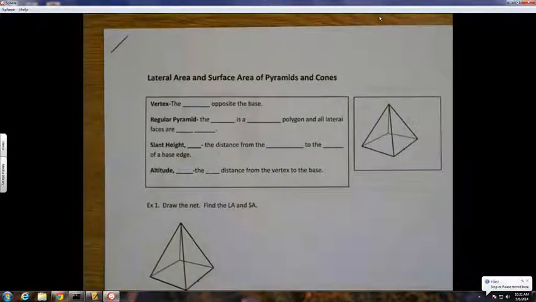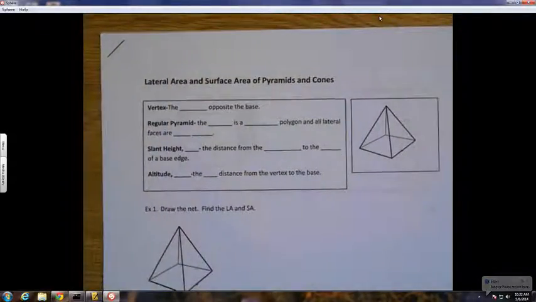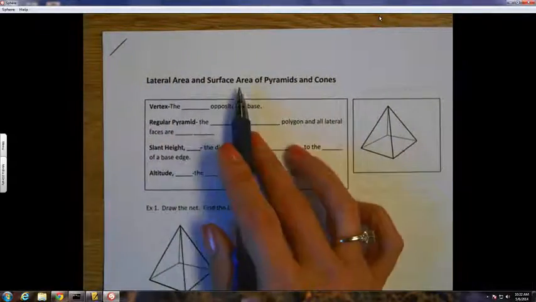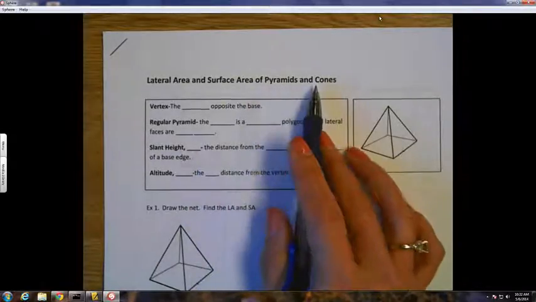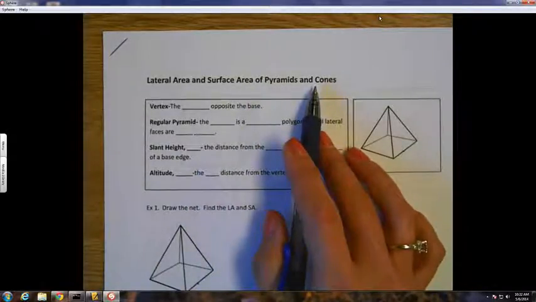Okay, have your card handy today too. We'll be adding to the card. We are looking at lateral area and surface area again. Pyramids and cones. Right on the overhead. Okay, good.